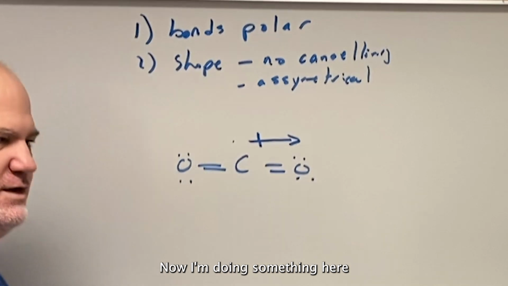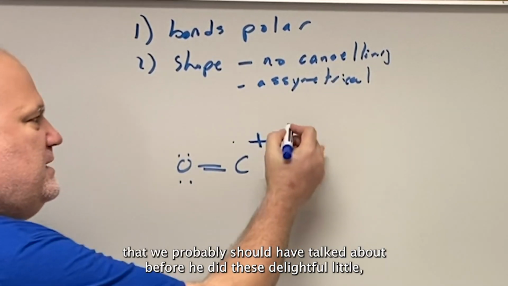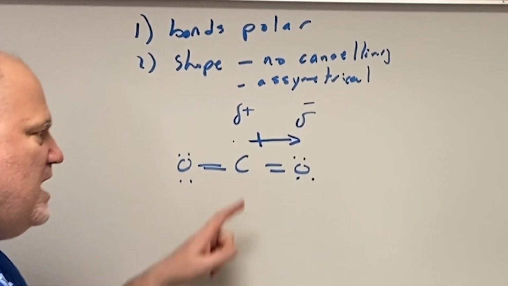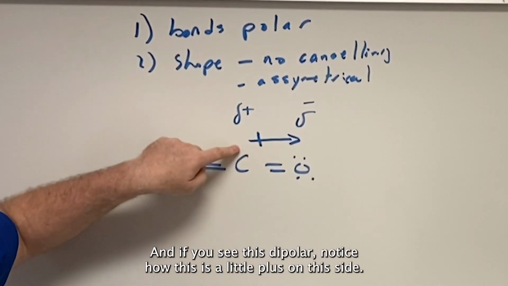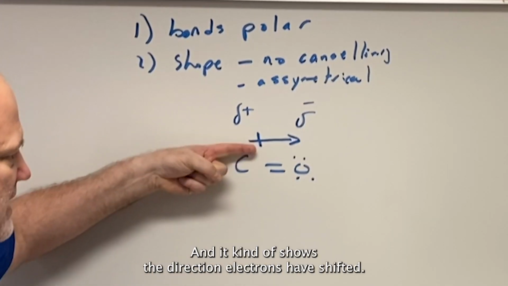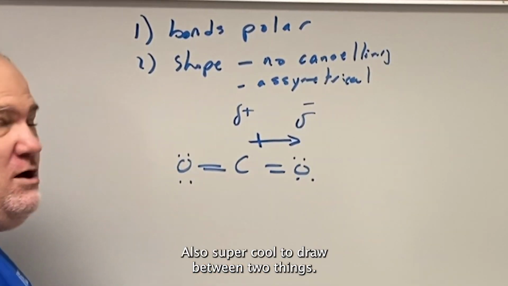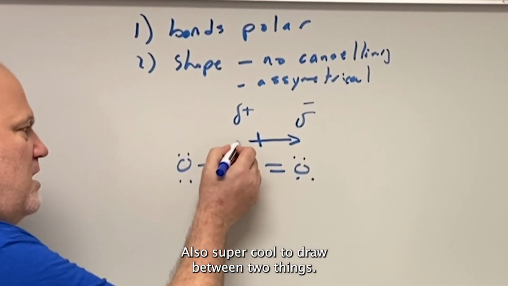Now, I'm doing something here that we probably should have talked about before. He did these delightful little partial negative and partial positive things. I'm drawing a dipole arrow, and if you see this dipole arrow, you notice how there's a little plus on this side, and it shows the direction the electrons have shifted. So it's a fast way, also super cool, to draw between two things.